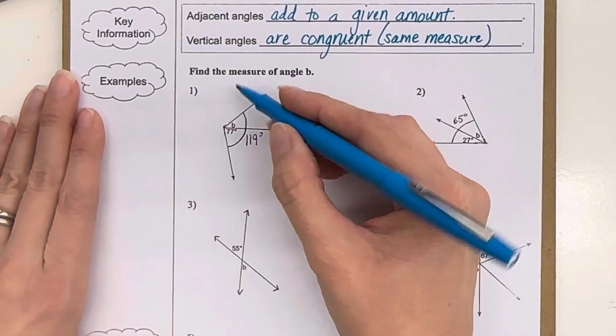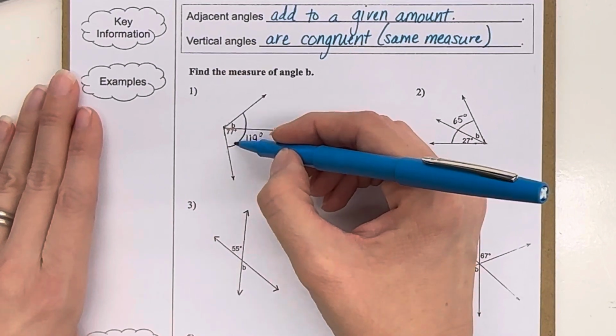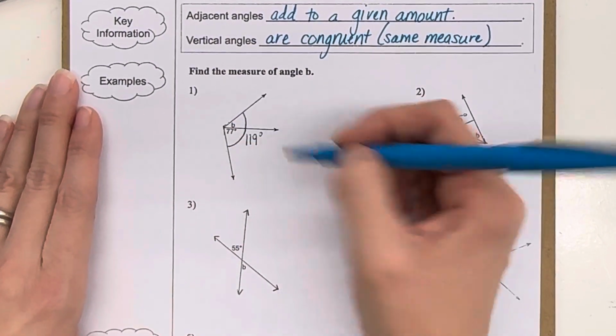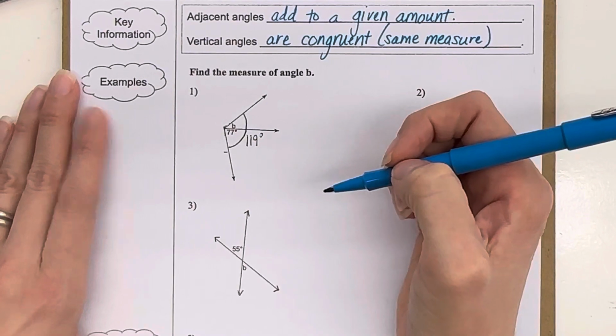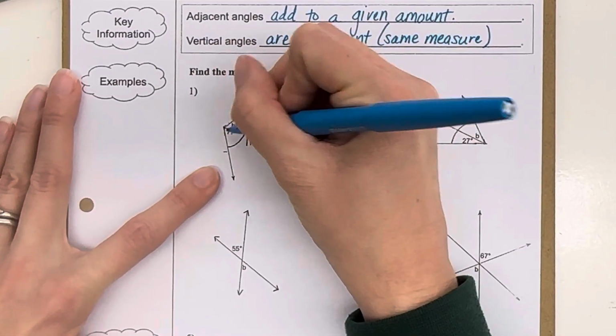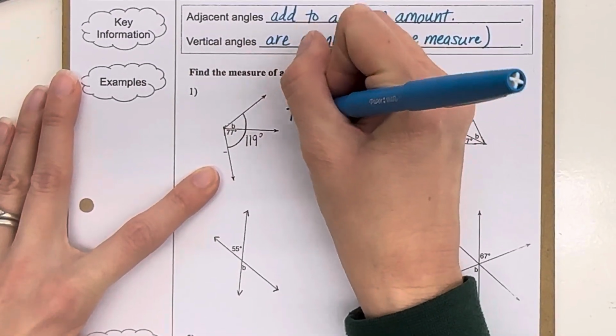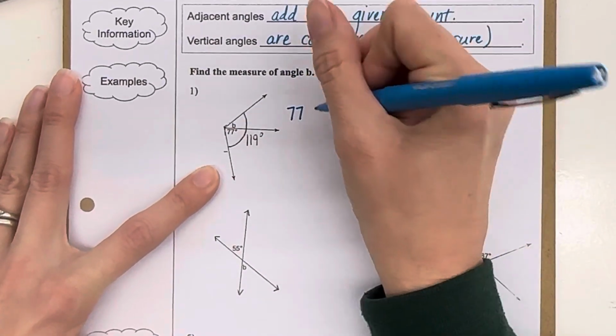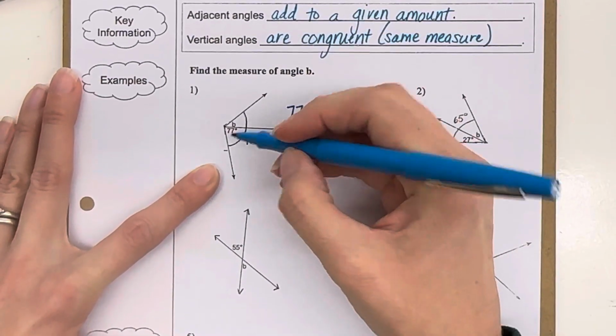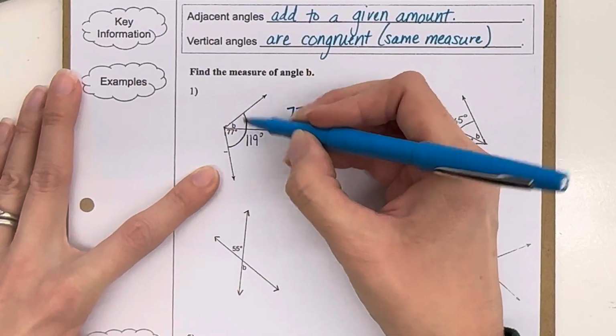These would be considered adjacent angles because they're touching each other. They're right next to each other. They have the same vertex. They share a side. These are adjacent. So that means that the measure of this angle, 77 degrees, plus the measure of B is going to be this distance.